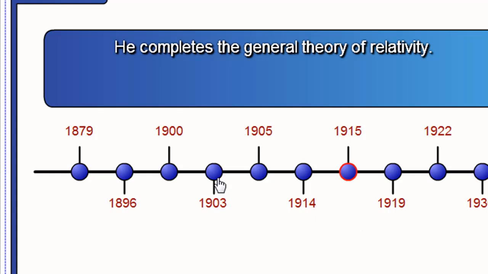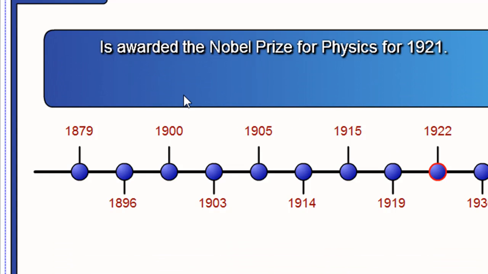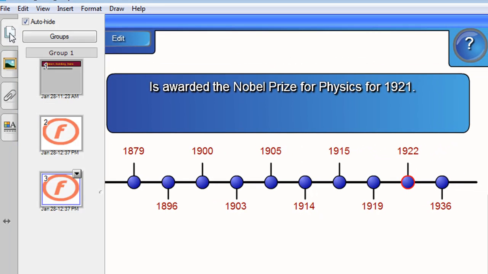What happened? We'll go back to 1903, see what happened here. He marries his first wife. Okay, maybe go forward to 1922 and click there. Okay, he's awarded the Nobel Prize for Physics for 1921. Okay, if any of these facts are wrong, I'm not too fussed about it. I just wanted to show you a quick example of what you can do with this. And more importantly, let's get into how you can make one yourself.